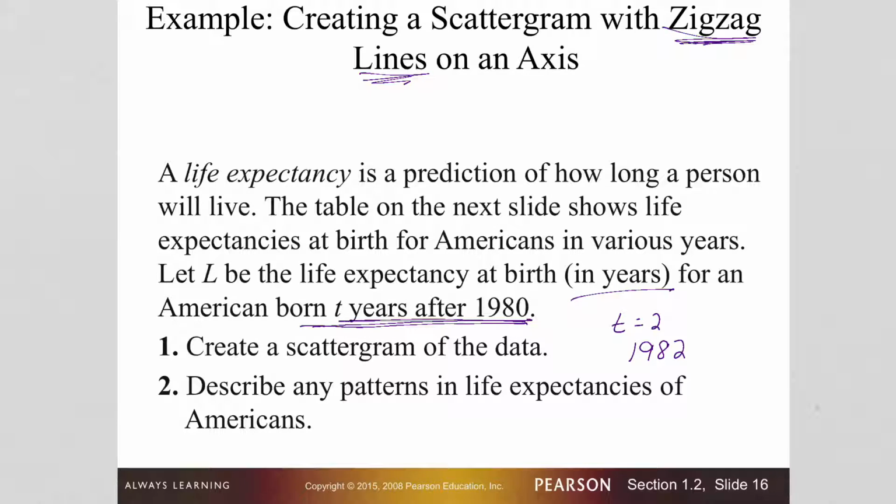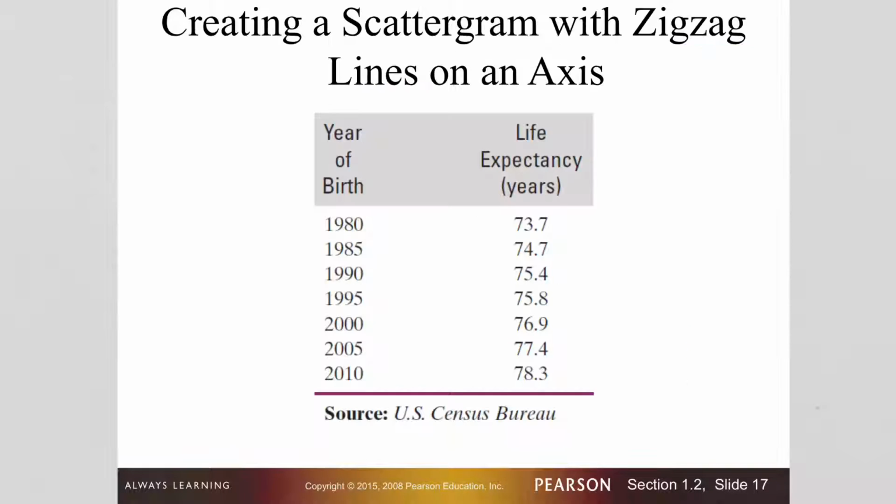That's just an example. Okay, so then it says create a scattergram of the data and then describe any patterns in life expectancies of Americans. All right, so let's look at the data.